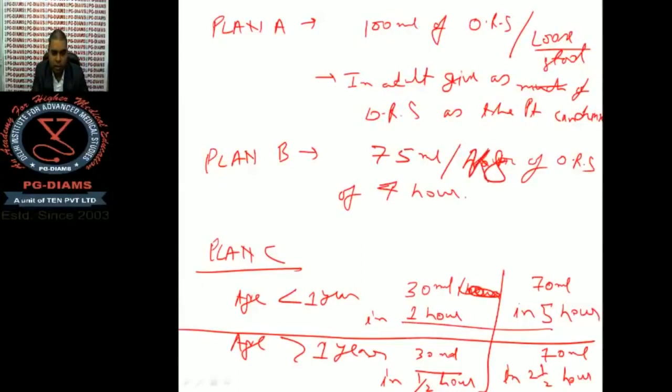Per kg body weight of ORS in 4 hours. Okay, 30 ml per kg, 70 ml per kg in duration that is given.